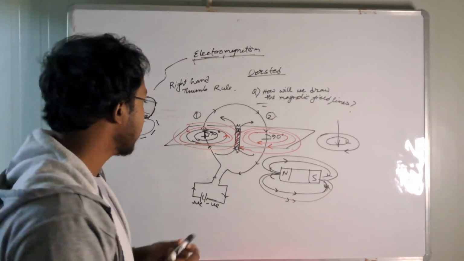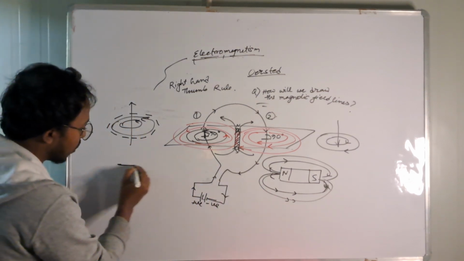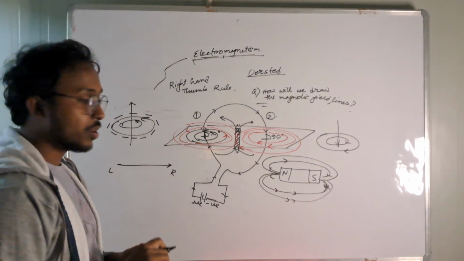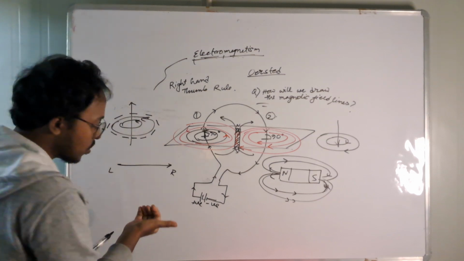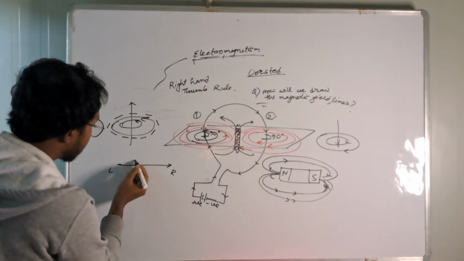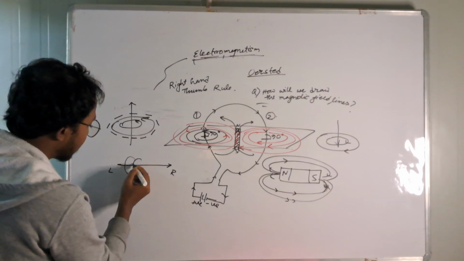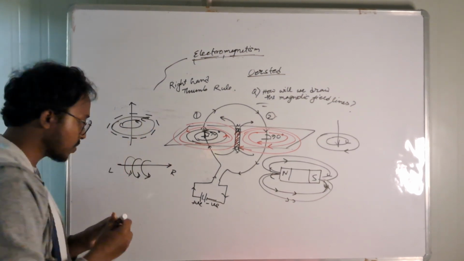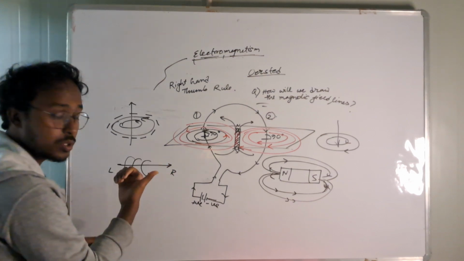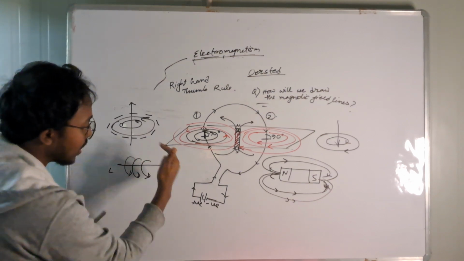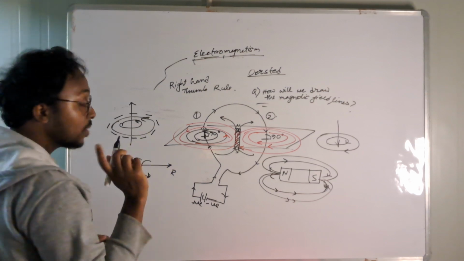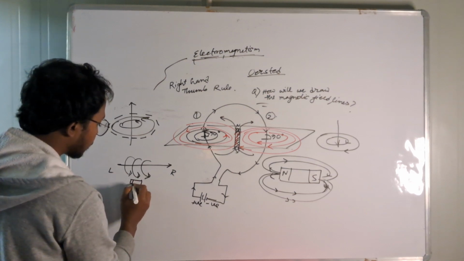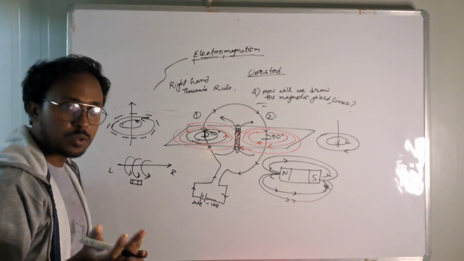Got it? So let's take an example again. Suppose the current moves from left to right like this. Now if I just apply my right hand thumb rule, how is it? So okay, you understand. My magnetic field lines will be oriented like this, right? This will be my magnetic field lines concept because look, it goes like this, it is enclosing, right? So my magnetic field lines will be like this. Now if I place a bar magnet on this side, how will it deflect?